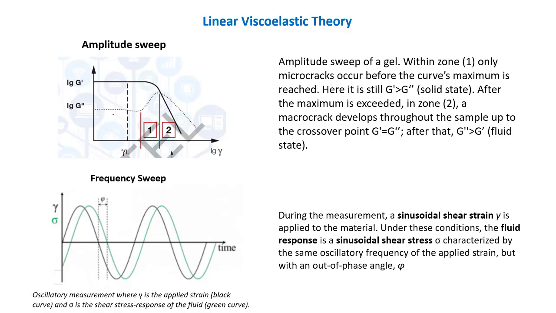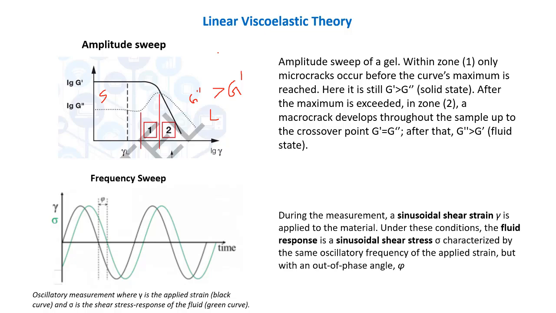So in this region it is solid, and after a particular time, after crossing this point, we have G'' more than G'. So here we have G'' more than G', which means the material started flowing. So here it is in a liquid or fluid state, and in between we have a viscoelastic region. So here the micro cracks will start forming.